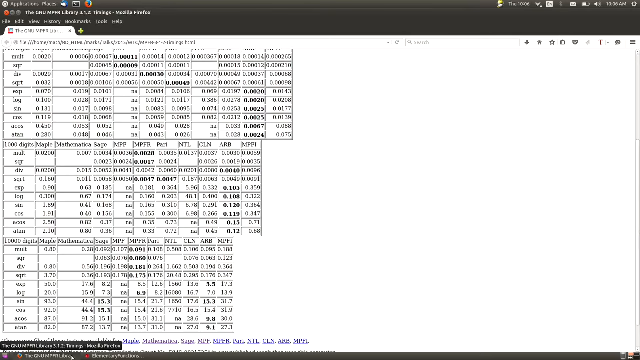What I'd also like to point out, there's this new kid on the block here, this new ARB library. And the timings in bold here are the fastest system. And what you can see is this ARB library suddenly has become 4 times faster than the GNU MPFR library. So I'm going to discuss the ideas in this ARB library, and I'm going to discuss how they've been incorporated into Mathematica.